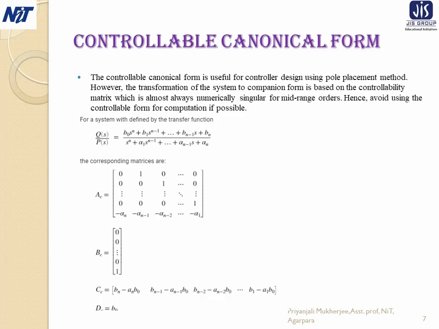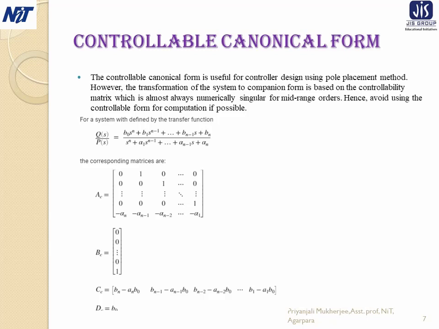Now this is the general form of the transfer function, which is defined as Q(s) by P(s), where Q(s) is the Laplace transform of the output of the system, and that is equal to B0 s to the power n plus B1 s to the power n minus 1 plus up to Bn, divided by s to the power n plus A1 s to the power n minus 1 up to A(n minus 1) into s plus A0.